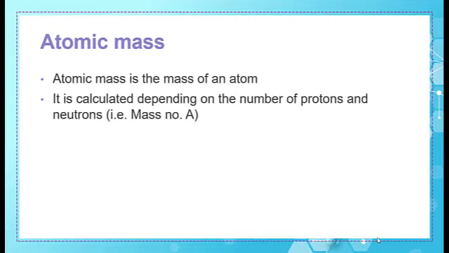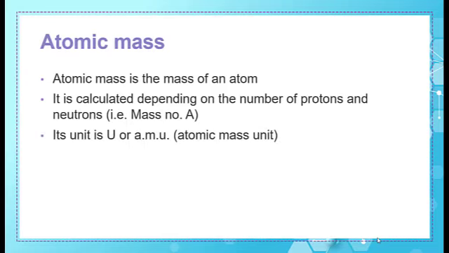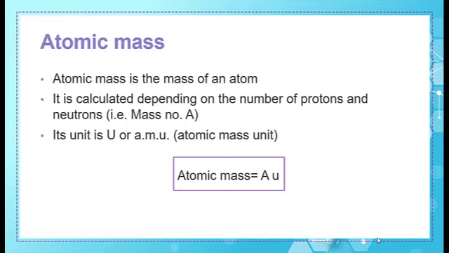After watching this video, we infer that the atomic mass is the mass of an atom. It is calculated depending on the number of protons and the neutrons, that means the mass number A. Its unit is u or amu, which means atomic mass unit. So simply, the atomic mass is equal to A. We substitute the value of A and the unit is u or amu.